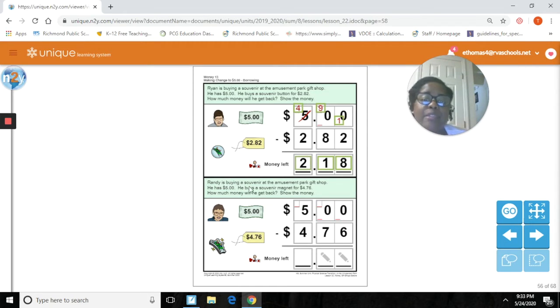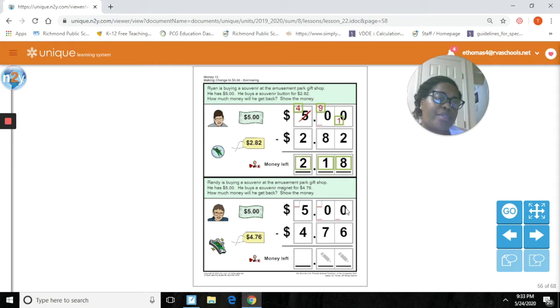And it says, Randy is buying a souvenir at the amusement park gift shop. He has $5, okay? He buys a souvenir magnet for $4.76. How much money will he get back? Show the money. So now you can copy down the problem, okay, if you like. And then I'm going to go ahead and start working on it. Let's work on it together, okay?